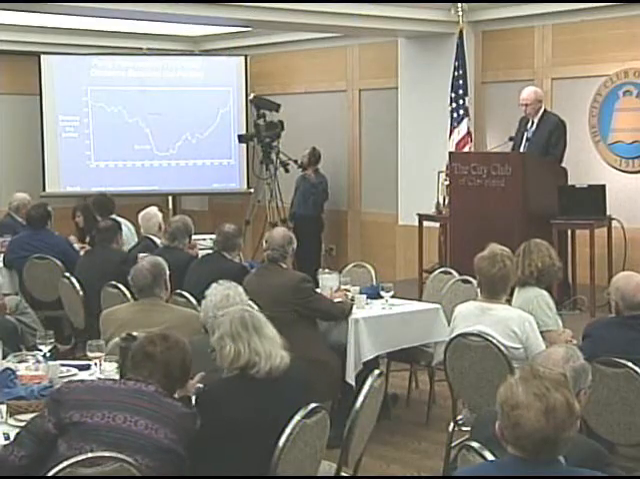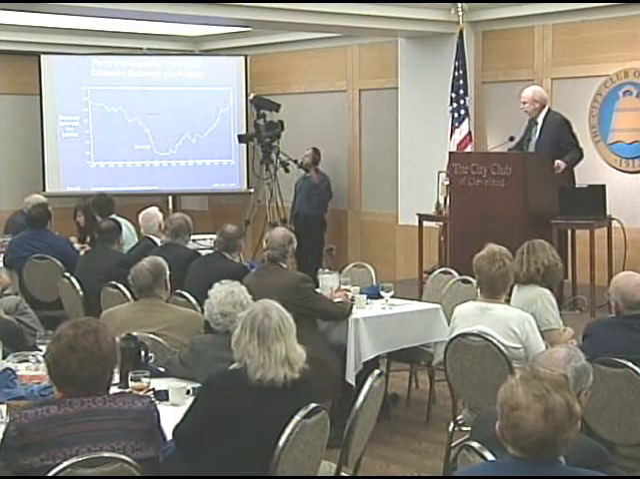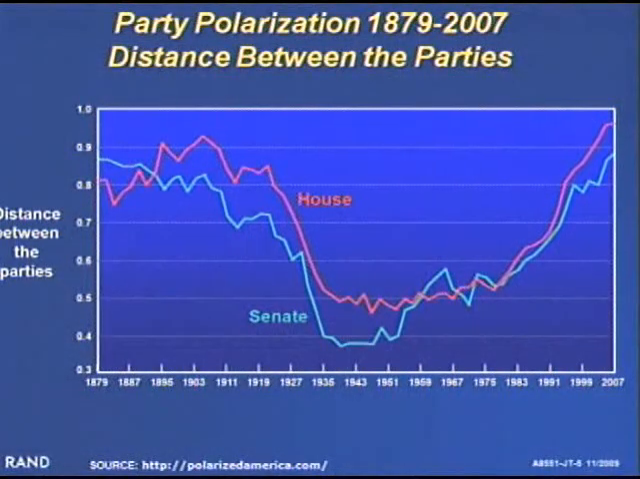The next figure shows the index of polarization from 1879, which is roughly the time of the formation of the modern two parties, till today. And you can see that the level of polarization today in both houses is higher than it was in the late 19th century. Polarization began to decline at the beginning of the 20th century and continued declining until hitting lows in the 1930s. It remained at low levels until the early 1970s, when it started to rise.